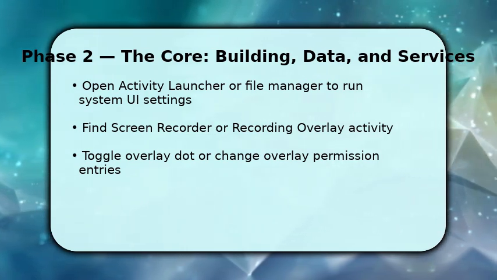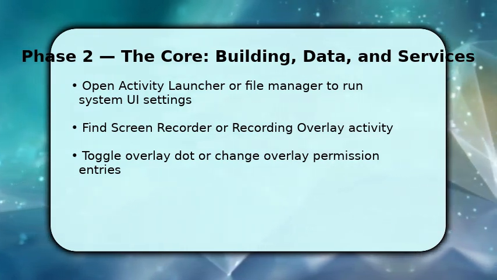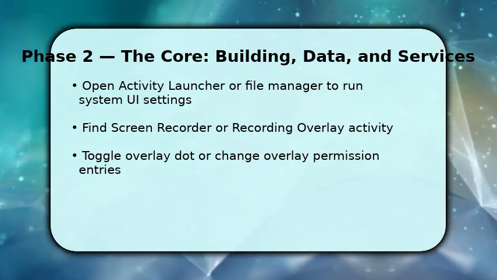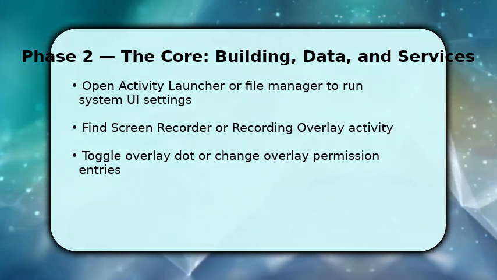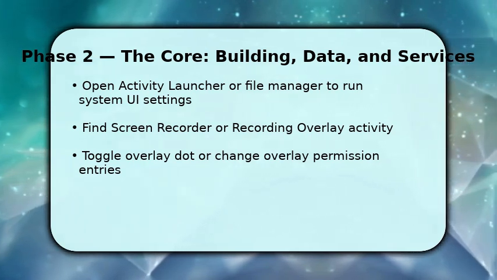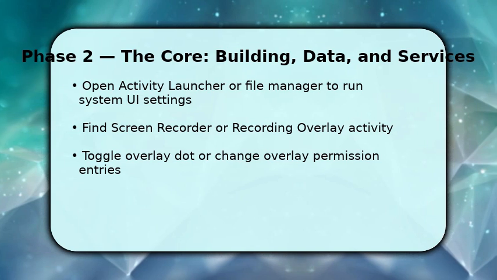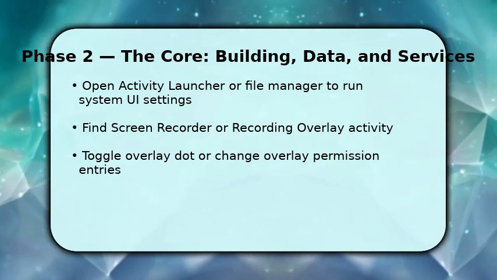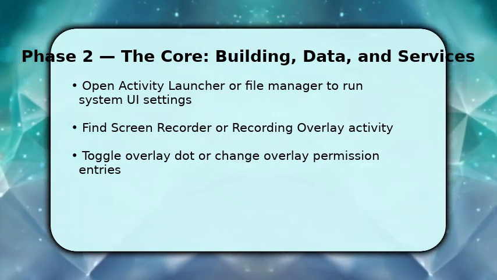If you used a file manager, navigate to Settings, App Data, find com.coloros.screenrecorder or similar, and open the activities list. Once visible, change the overlay setting to off or revoke the overlay permission for the recorder. This disables the floating dot without uninstalling the recorder.